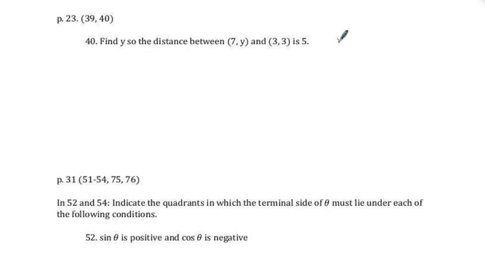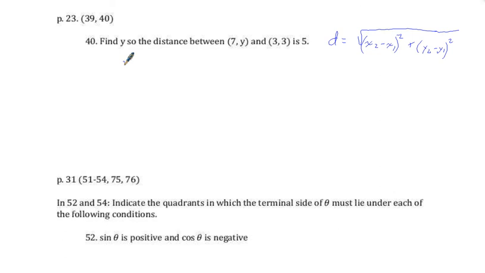The distance formula again: distance equals the square root of x2 minus x1, or the difference of the x's squared, plus the difference of the y's, y2 minus y1 squared. And this is derived from the Pythagorean theorem as we went over in class.